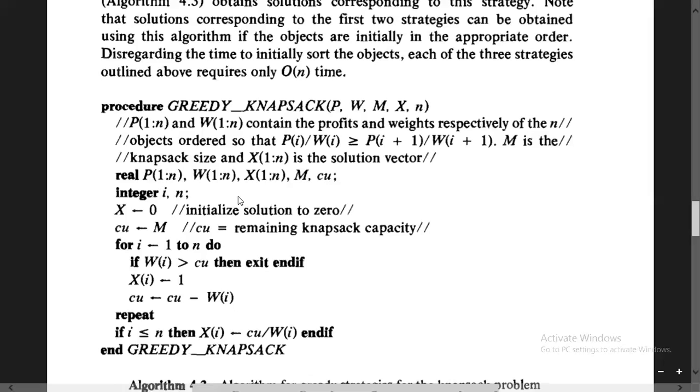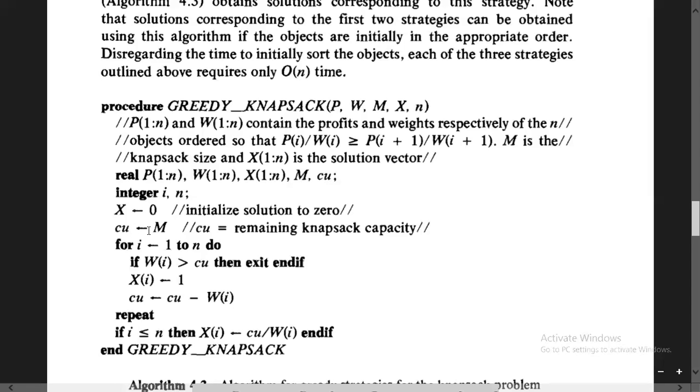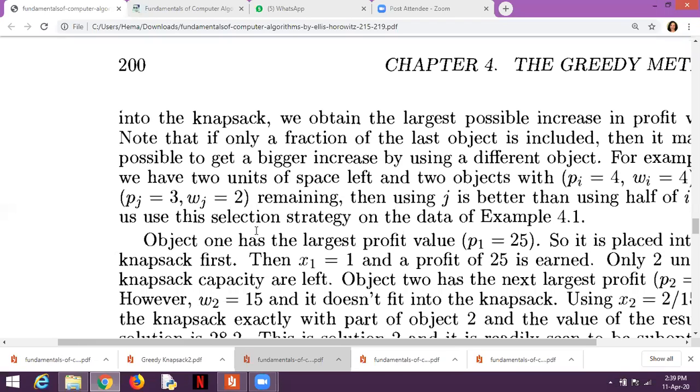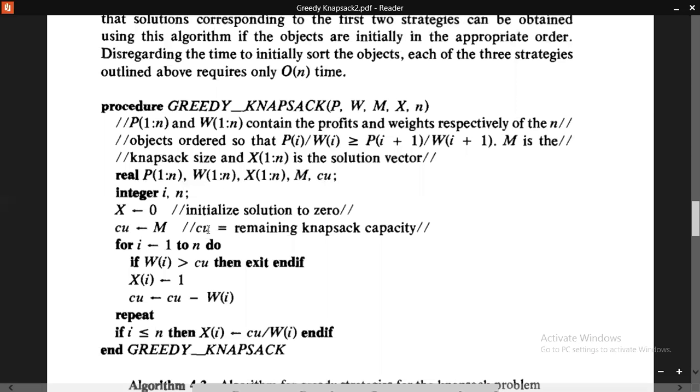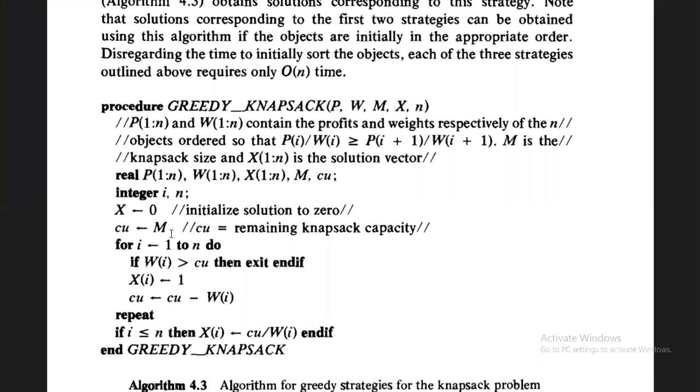Okay, so here he has declared all that as real, because we cannot store fractions in the computer. We will have to solve that fraction and then bring it to the form of a real value. So we will have to save it as a fraction, decimal value. Now X is 0, and M is stored in Cu. That is the remaining knapsack capacity. Remaining knapsack capacity, because once you load the item into the bag, the total capacity minus the weight of the item would be the remaining capacity of the bag.